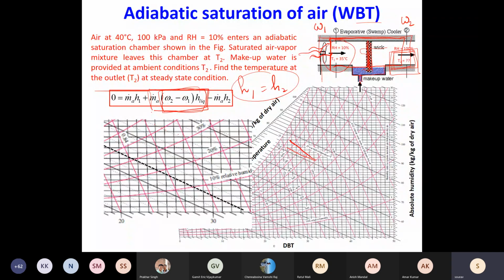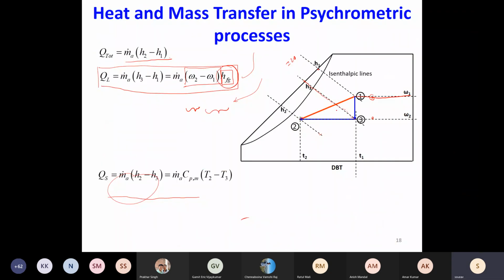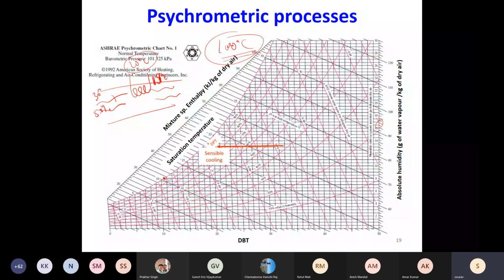This is just some general process lines which I had drawn. They need not be exactly on the WBT line. It looks, yeah, I'll change this. Maybe it is creating that confusion. It can be this line also.